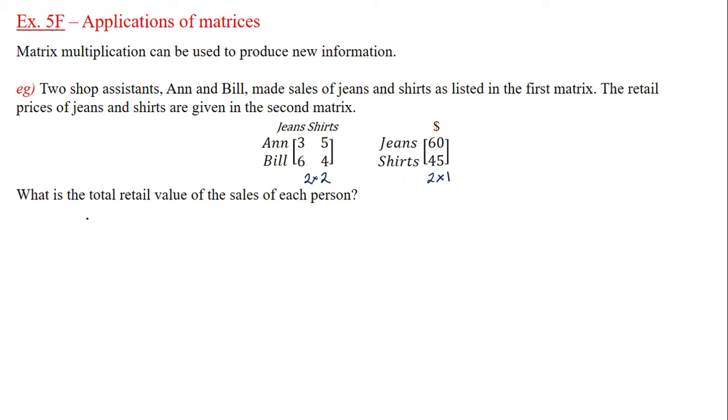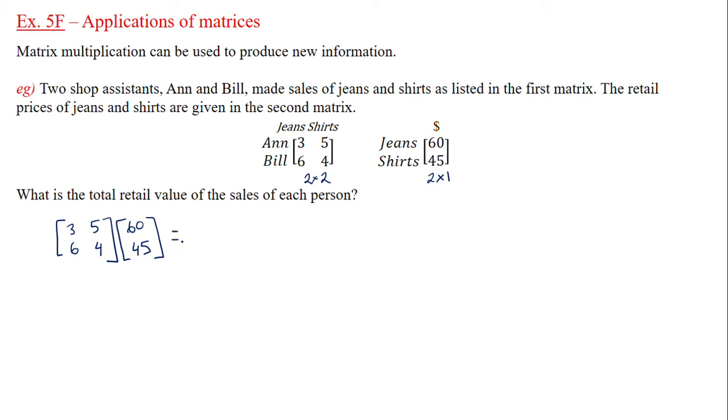So to calculate the retail value of the sales of each person, we need to multiply matrix 1, which is the number of each item sold by each person, and then multiply that by the cost matrix. You could give these any definition that you like, maybe S for sales and C for cost, or you could jump straight into the calculation.